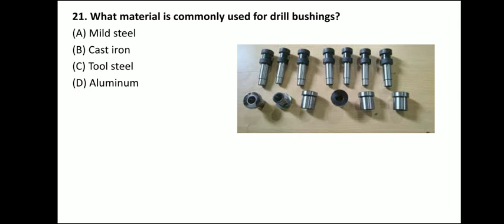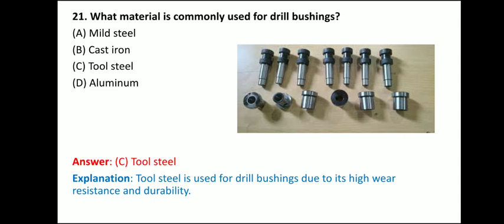Next question. What material is commonly used for drill bushing? So here you can see these are the drill bushes, and the answer is tool steel. So the bushes are made up of tool steel. Tool steel is used for drilling bushes due to its high wear resistance and durability, because you pass the drill bit through this drill bush, and that is why it should have high wear resistance.